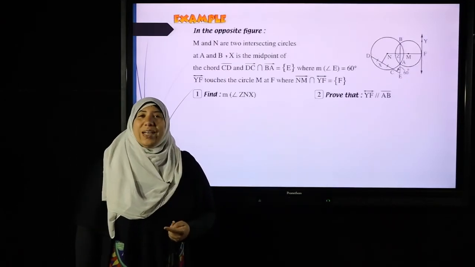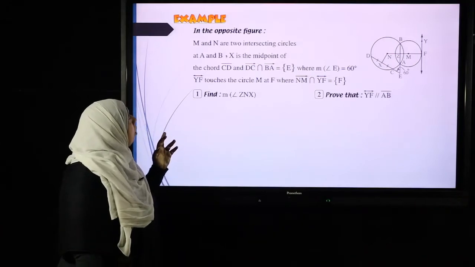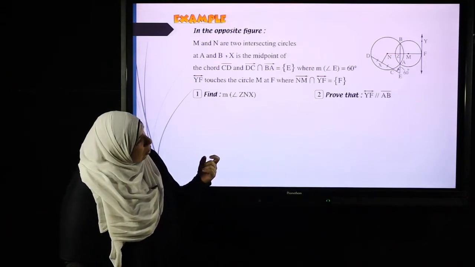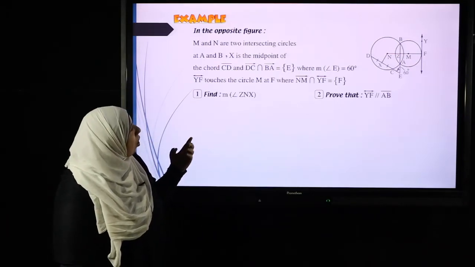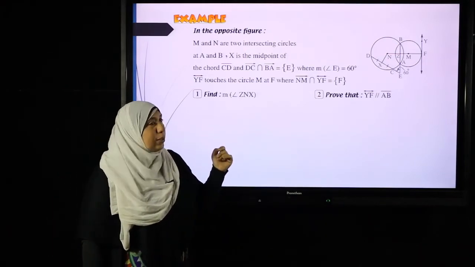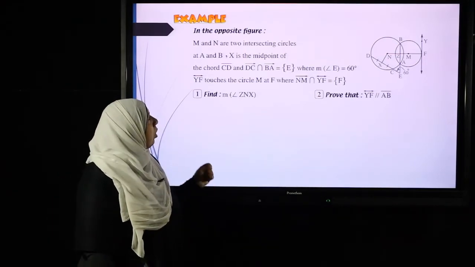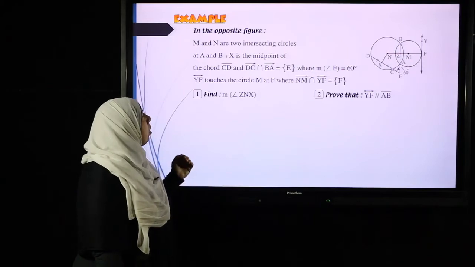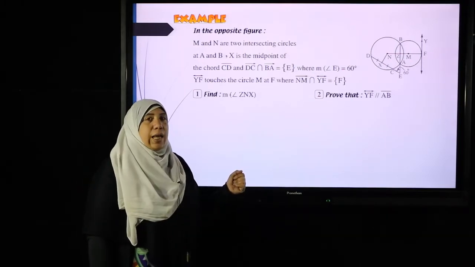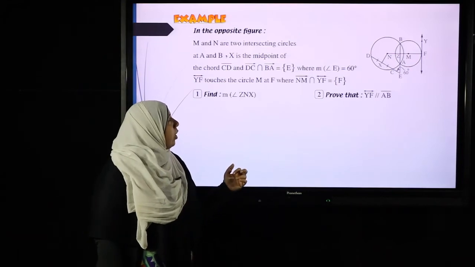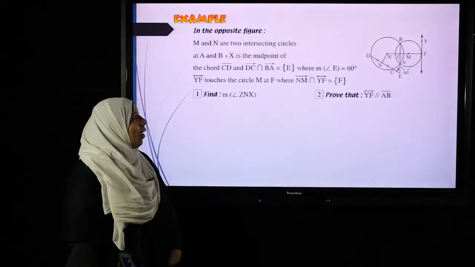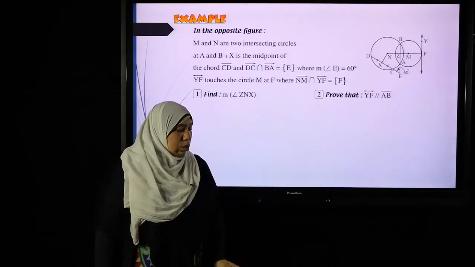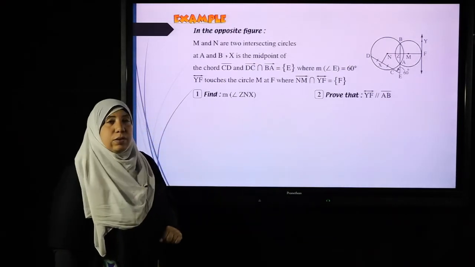For example, if I have two intersecting circles like these, A, B, and X are midpoints of the chord CD. So M and N are intersecting at A and B. X is a midpoint of DC. The intersection between DC and BA is E. Measure of angle E equals 60. YF touches the circle M. Find the measure of angle ZNX, this angle.